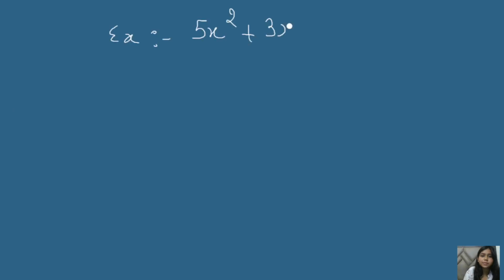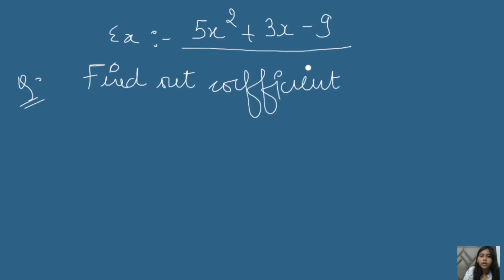Now another thing we can discuss here is a very easy thing. It is like coefficient determination. For example, we are taking 5x square plus 3x minus 9. So this is the expression, and the question is find out the coefficient of x square. In this particular expression, the x square has a constant called 5.